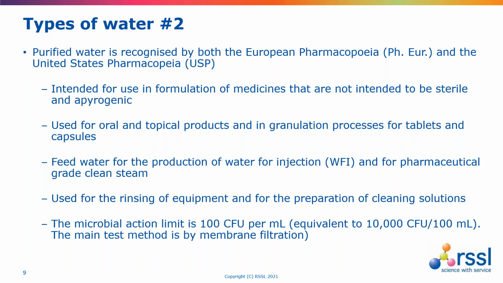So there's a requirement here, according to Pharmacopoeia, of no more than 100 colony forming units per milliliter, or if we're testing a 100 ml sample by membrane filtration, which is often the preferred method, then that would be no more than 10,000 organisms per 100 milliliters of water.